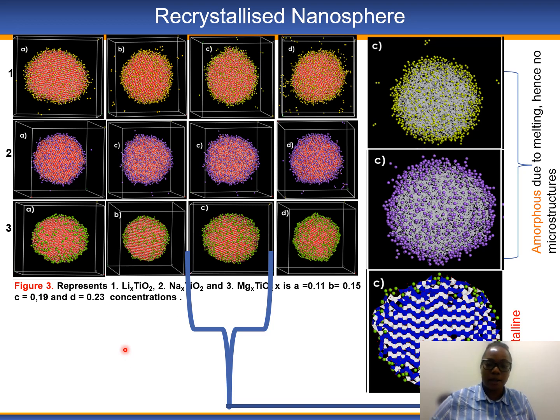All structures were able to recrystallize; however, the structures with 0.19 concentration of lithium and sodium couldn't recrystallize, which is magnified on this side. As you can see, this system shows a melted material where the titanium structure is seen to be highly disordered. So no crystalline layers were found in this system. And then on the other systems, crystalline layers were obtained, hence their microstructures were extracted.